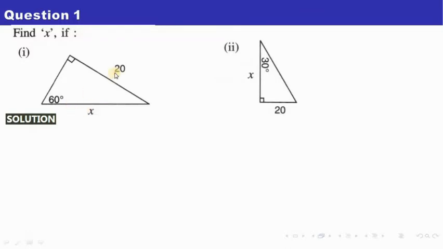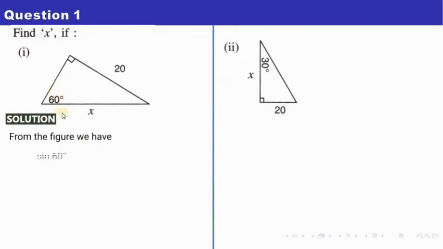So if perpendicular and hypotenuse are given, then we can write sine theta, that is perpendicular by hypotenuse, because we know both perpendicular and hypotenuse. From the figure, theta is 60, so sine 60 equals perpendicular by hypotenuse. Perpendicular is 20 and hypotenuse is x. What is the value of sine 60? We know from the trigonometric table that sine 60 equals root 3 by 2.